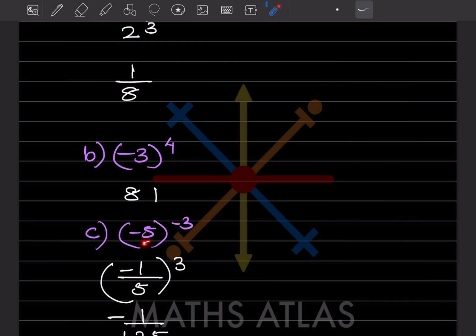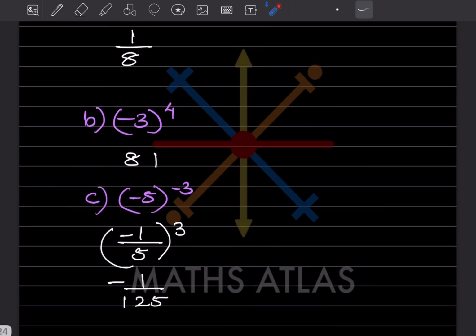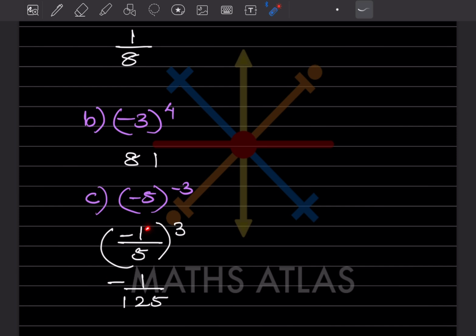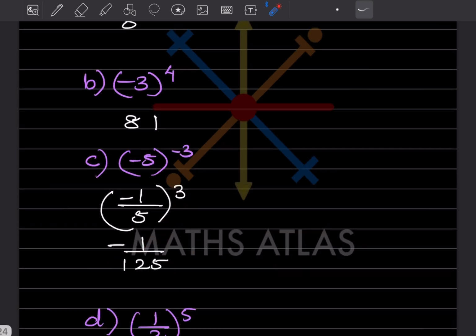For this one, first thing, what will you do? Now we have to make this positive. So we can write minus 5 as minus 5 by 1, actually the denominator is 1. So what we can do is flip this one. That is going to be minus 1 by 5, and so the exponent becomes positive. Now if we are writing here, this minus let us keep as it is. So this will be 1 raised to 3, that is going to be 1, and 5 raised to 3, 5 into 5 into 5, which is 125. So the answer is minus 1 by 125.